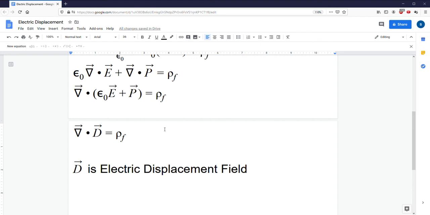Now, some downsides. The electric displacement field is not just a scaled version of the electric field. There are a few differences. These differences are laid out in the textbook in section 4.3.2 on page 184. A couple of these differences. First, the electric displacement field does not have an analog to Coulomb's law. You can't say D is equal to Q_F over 4 pi epsilon naught r squared. Unfortunately, that doesn't work.